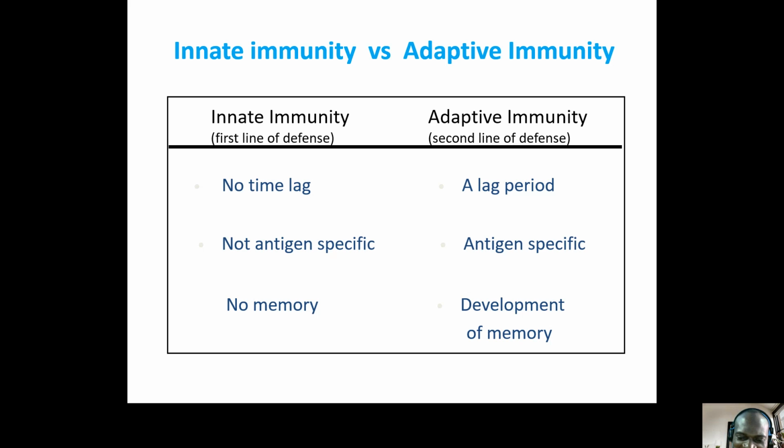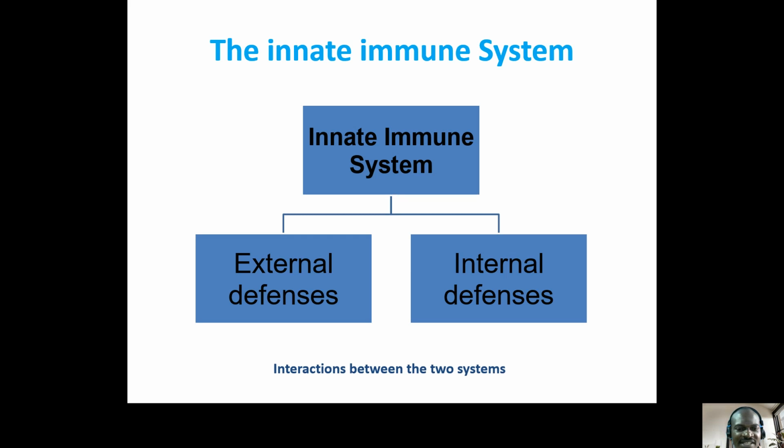The next time that infection attacks your system, there are already stored antibodies with the relevant protein structures, the way it's supposed to be, that bar that particular antigen. By the way, when I talk about antigen, I'm referring to the pathogens that cause diseases. Very good. So you see the innate immune system, just a summary, has external defenses and internal defenses.